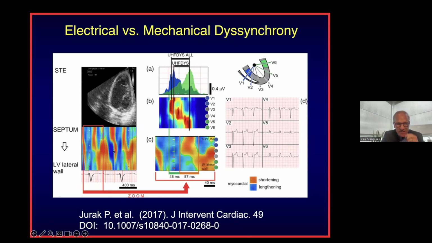And you can relate the electrical and mechanical. And again, as I mentioned on the previous slide, they need not be exactly in sync. You can have mechanical dyssynchrony without electrical dyssynchrony. That's important.